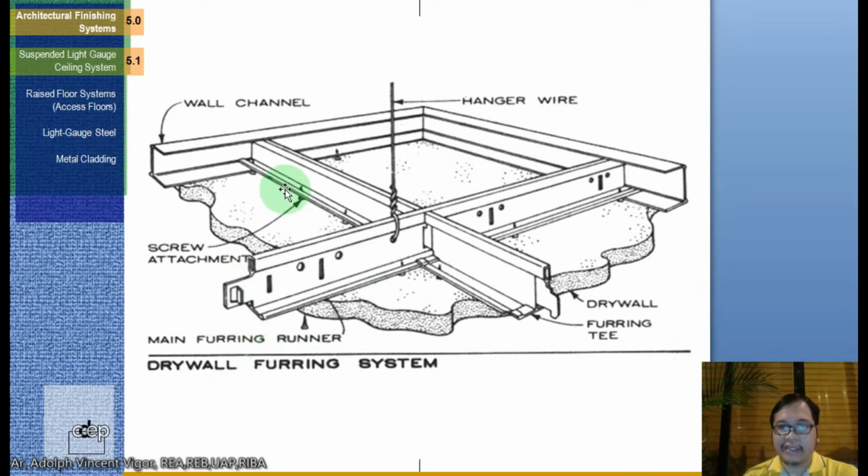There's the furring system. So this is another example. As you can see in the drawings, you can always see that there's a hanger wire. Okay. So basically, the details of these aluminum frames would differ from supplier to supplier, but this is the general shape of it.